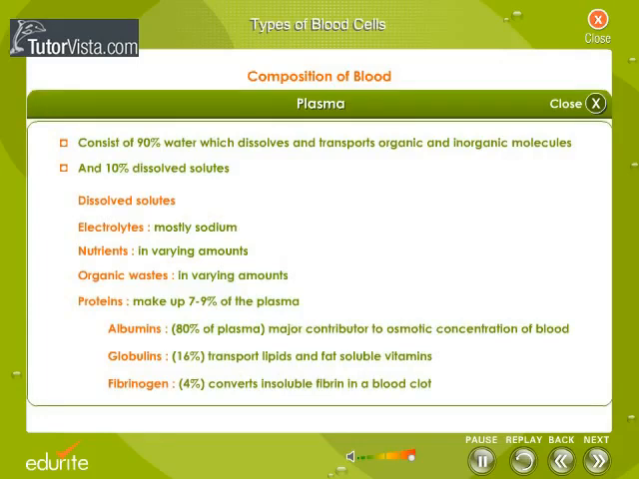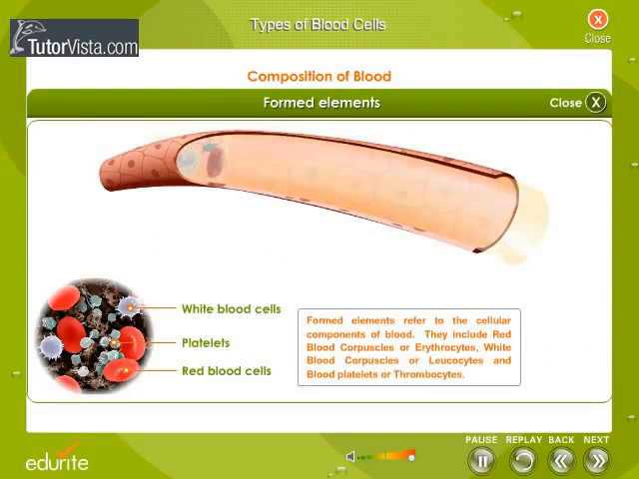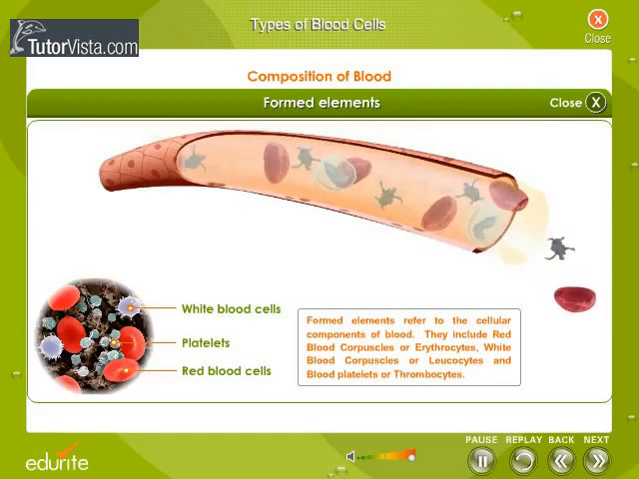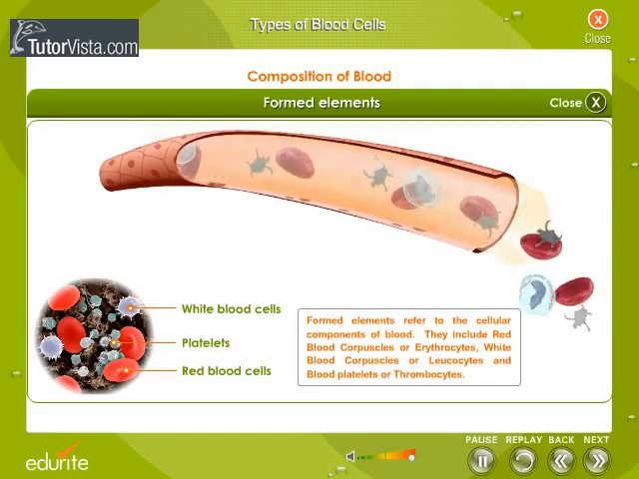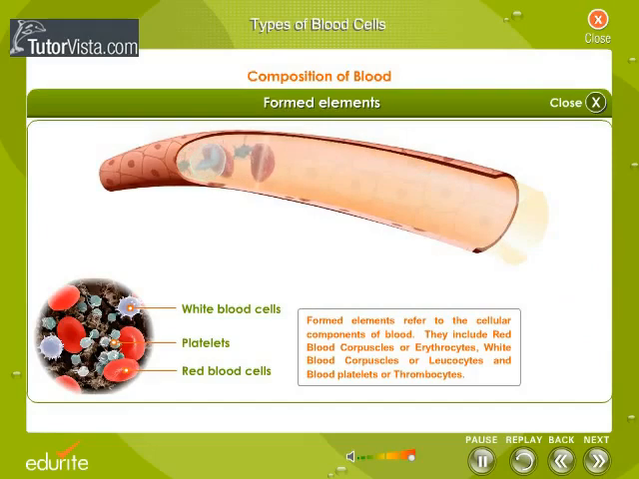About 55% of blood is plasma and about 90% of plasma is water. Plasma also contains vitamins, minerals, nutrients, proteins and waste products. In the bloodstream, plasma acts as the mode of transportation for blood cells. Formed elements refer to the cellular components of blood. They include red blood corpuscles or erythrocytes, white blood corpuscles or leukocytes, and blood platelets or thrombocytes.